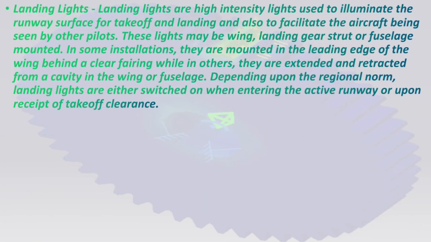The next one is landing light. Landing lights are high intensity lights used to illuminate the runway surface for takeoff and landing and also to make the aircraft more visible to other pilots. These lights may be wing, landing gear strut or fuselage mounted. In some installations they are mounted in the leading edge of the wing behind a clear fairing, while in others they are extended and retracted from a cavity in the wing or fuselage.